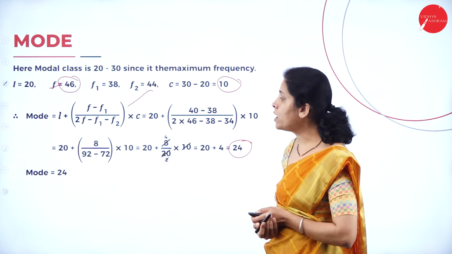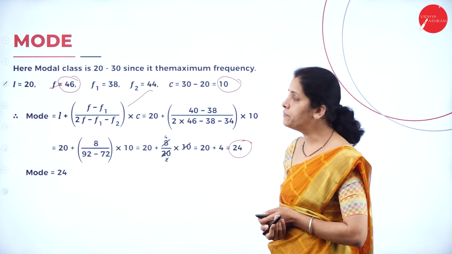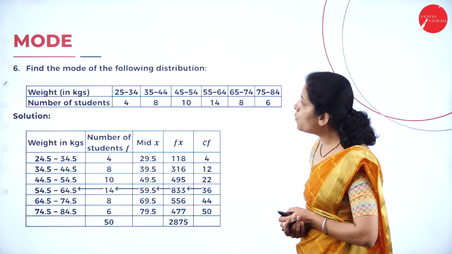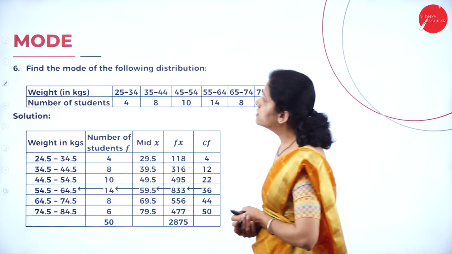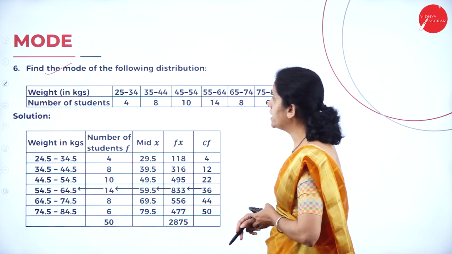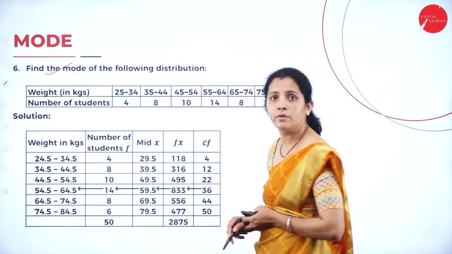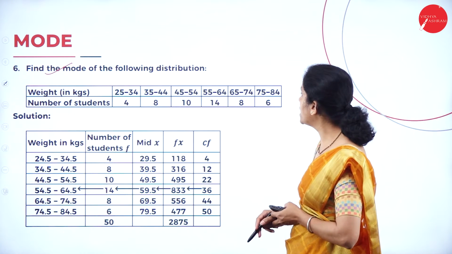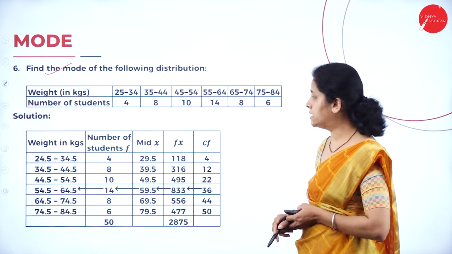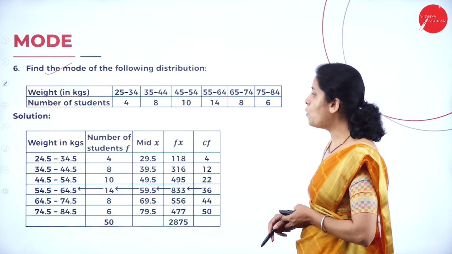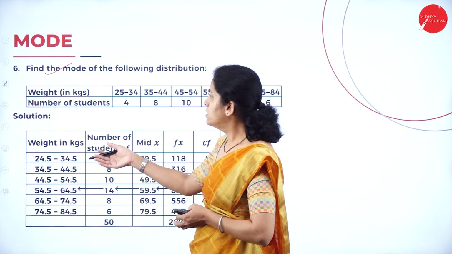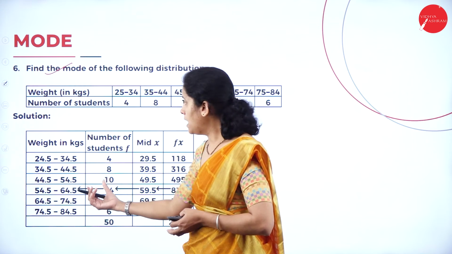And what is the mode? That is nothing but 24. Now, dear student, I'm going to have one more example, that is, find the mode of the following data. I'm going to have the weight in terms of kgs, and I'm going to have the number of students.